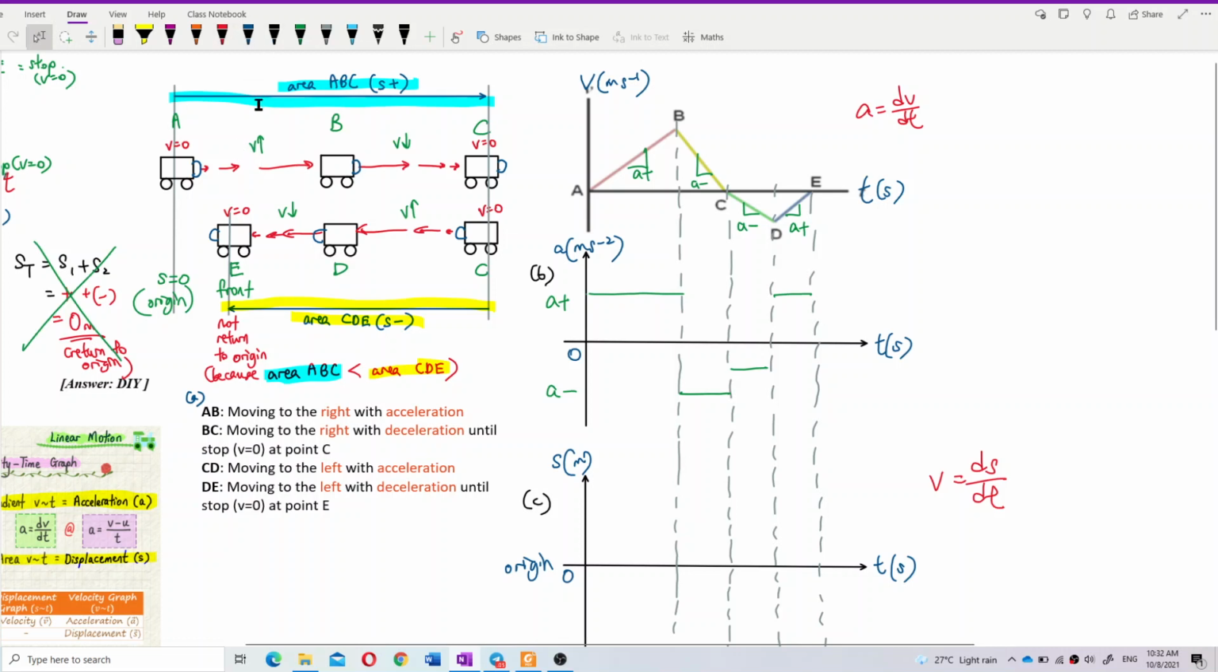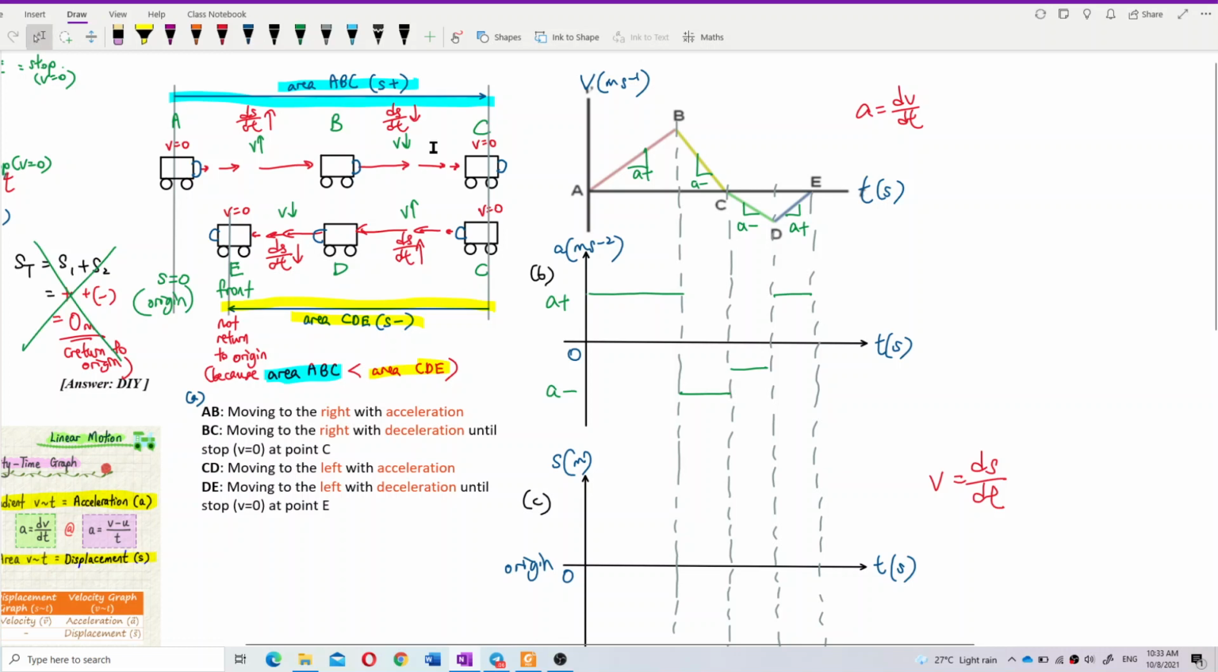Velocity increases. That means this velocity is actually the gradient, we call it the gradient ds/dt. Gradient is ds/dt increase. This one ds/dt decrease. This one ds/dt increase. This one ds/dt decrease. You understand? This velocity increase means the gradient increases. So the gradient of the displacement graph should increase. It's a curved line.